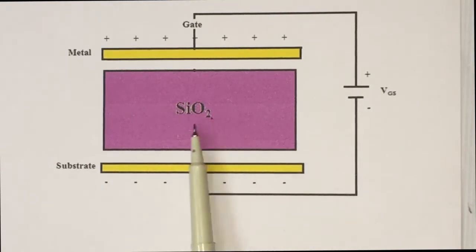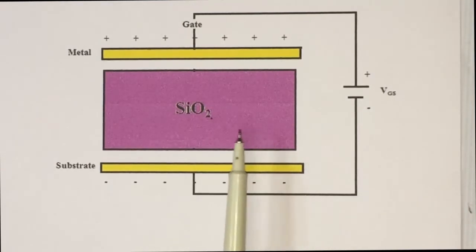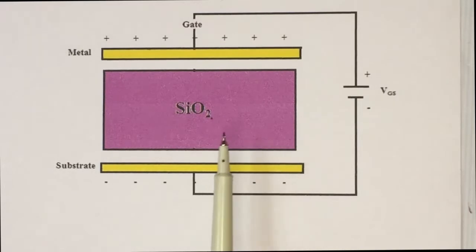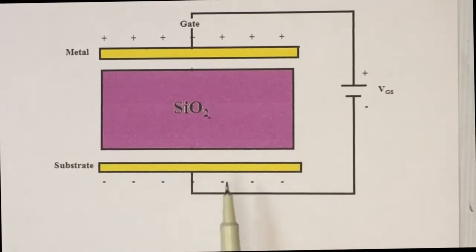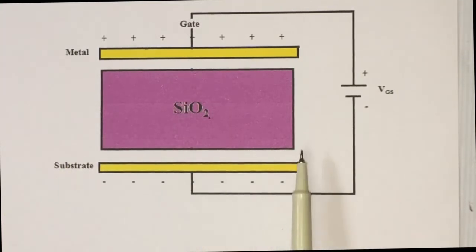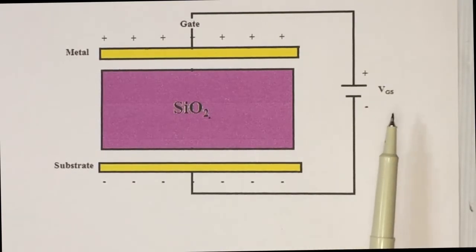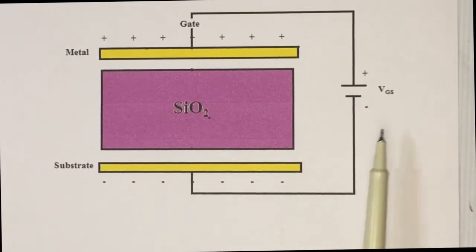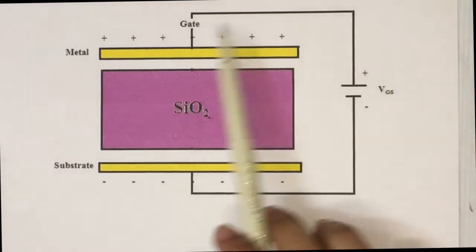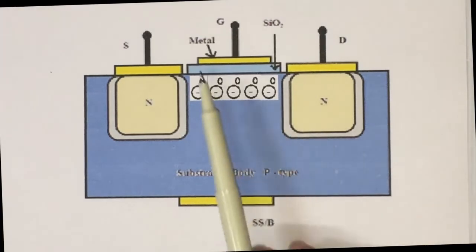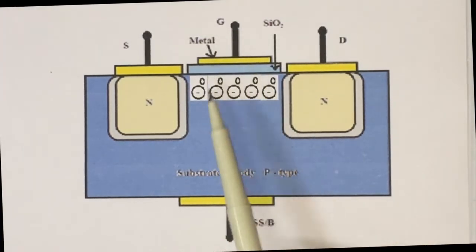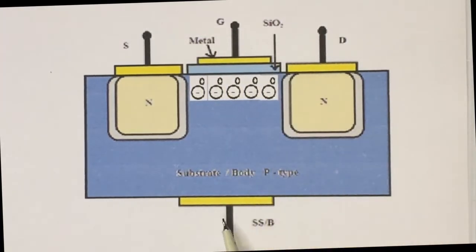Here the role of the SiO2 layer is the same as the dielectric medium between the two plates of the parallel plate capacitor. Since we know that the substrate is internally connected to the source, this battery voltage is given by VGS, that is the potential difference between the gate and the source. As we have discussed, the metal plate connected to the gate terminal has become positive and the metal plate connected to the substrate has become negative.